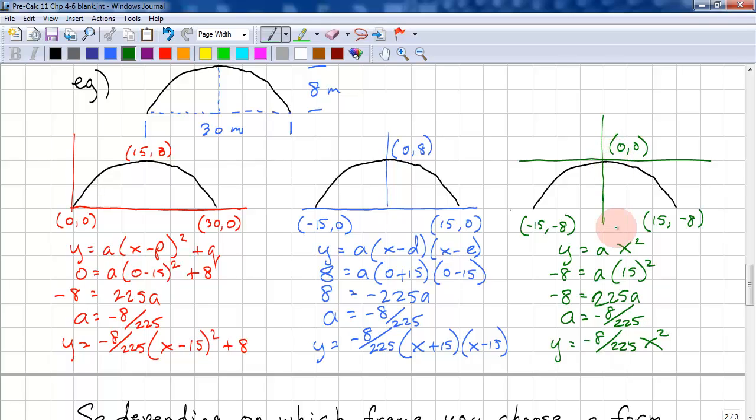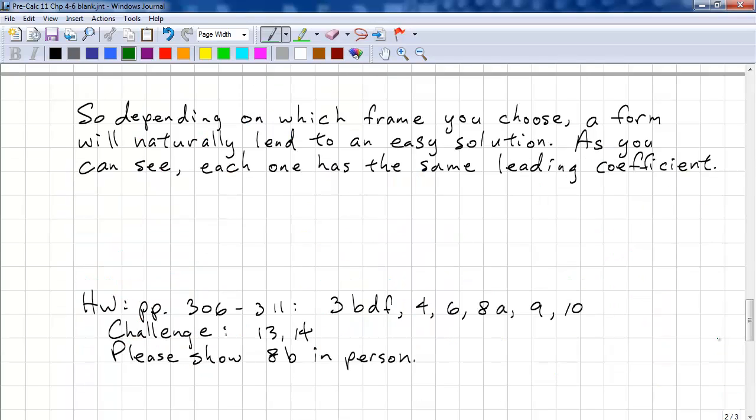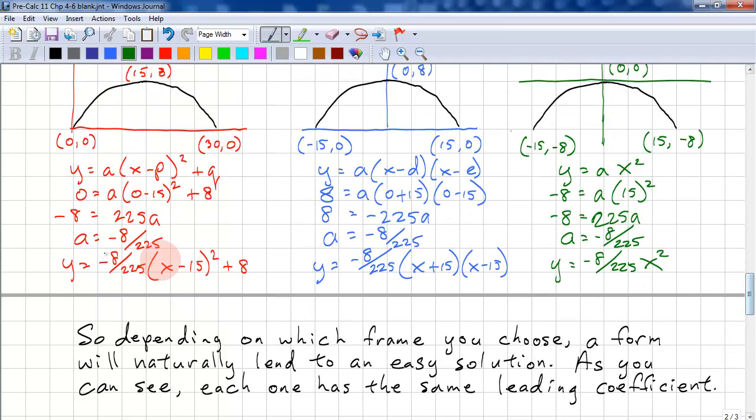So placing the parabola with the vertex as the origin probably looks like the easiest way to solve this problem. And again, you can see that each one has the same leading coefficient. But whatever form you're comfortable with to model your equation, go with it. And that completes this lesson.